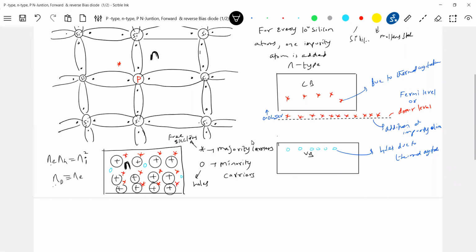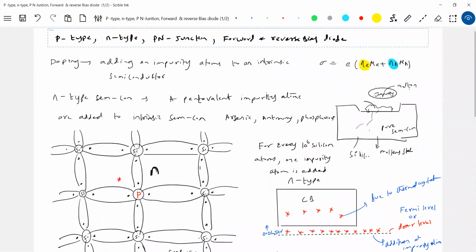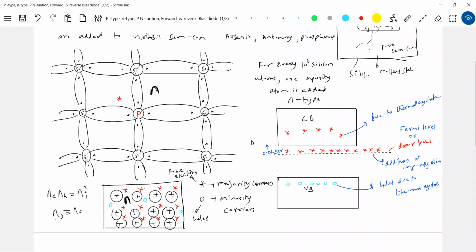What happens if you give slight energy? These electrons are available for conduction, if you give just this small amount of energy. Earlier, you had to pull the electrons from the valence band. But here, if you supply slight energy, they are available for conduction. This is about the n-type semiconductor. Now we'll go for the p-type semiconductor.